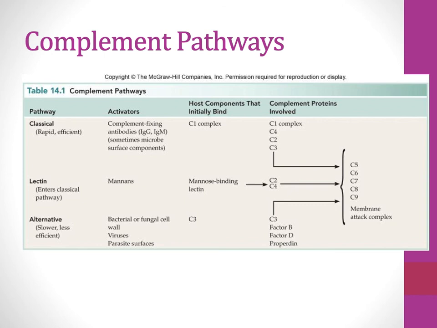In all three of these, we get these subunits that can go off and cause inflammation. Generally, that's your A subunit. And then we also get the formation of the membrane attack complex.